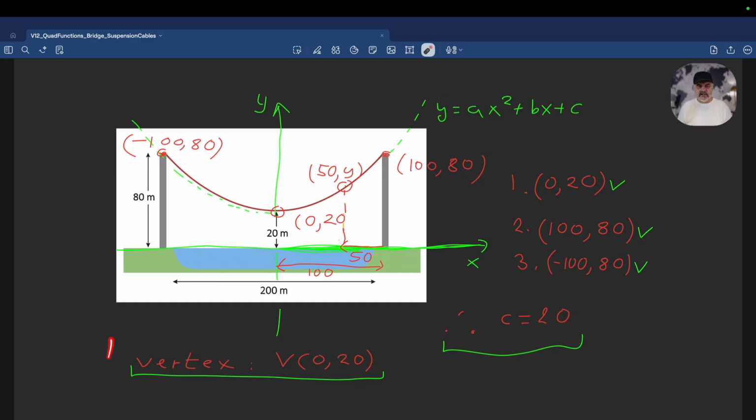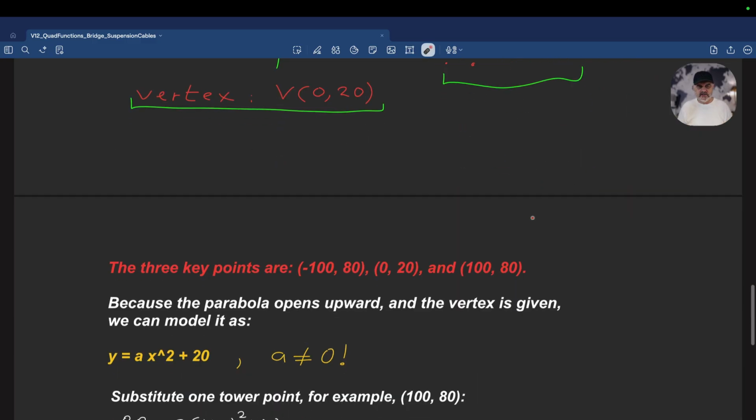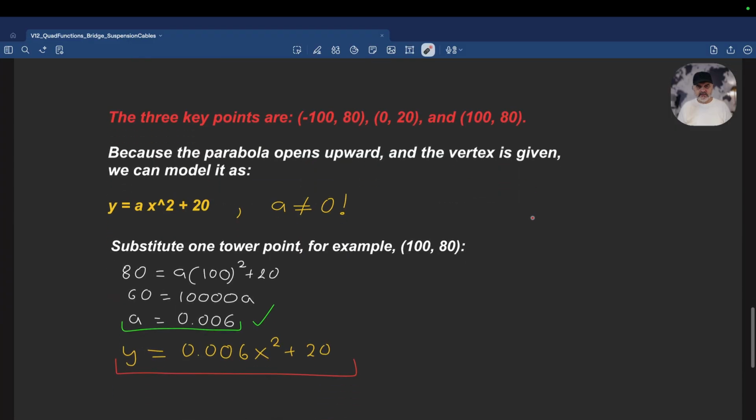So the vertex is now established, it is located at that coordinate. We have 2 other points, so it's a beautiful setup. Let's go and do the calculations. Now we have the list of 3 points. We know the parabola is opening up because of the context of the word problem.